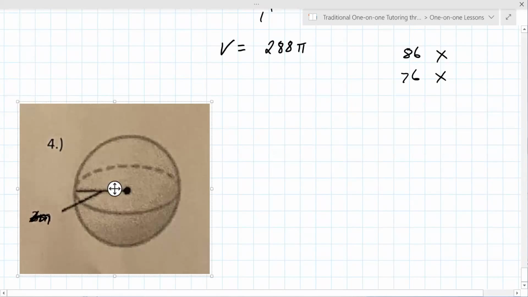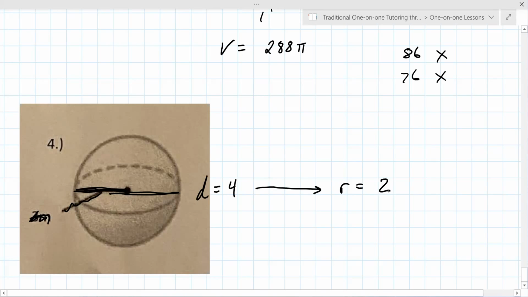All right. So this time I'm going to keep using the same picture. Let's say I give you the diameter. I tell you the diameter is 4. How is the diameter related to the radius? The radius is half the diameter. So you have to convert this to a radius, because we don't care about the diameter. The radius is 2 then? Radius is 2.